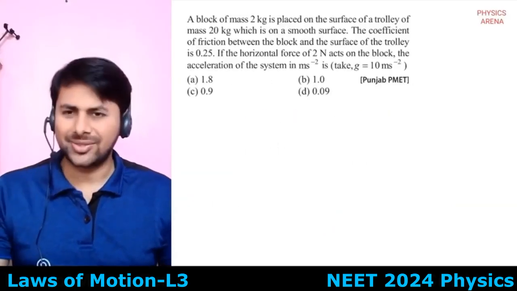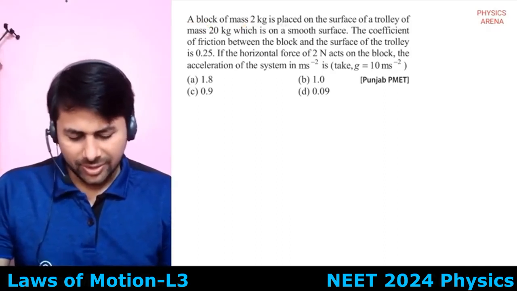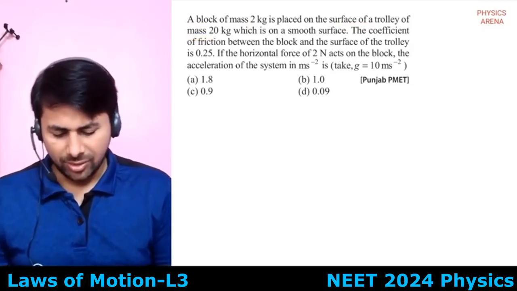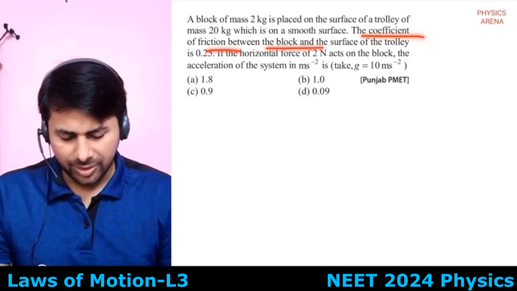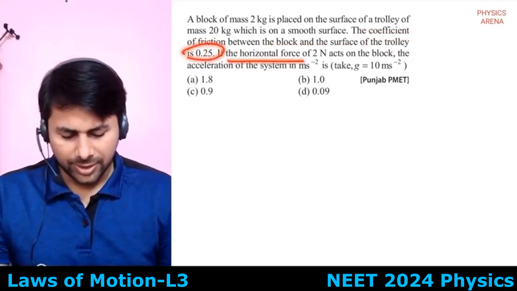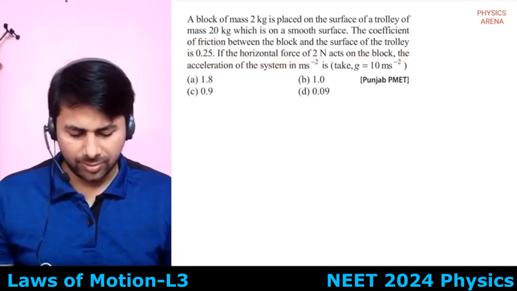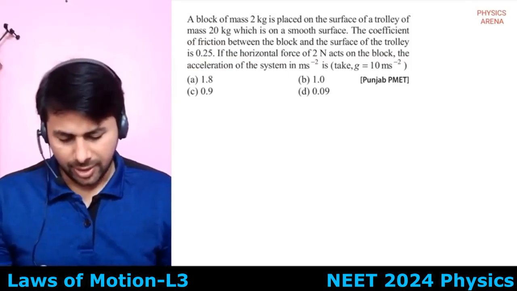All right. Let's see the next question. A block of mass 2 kg is placed on the surface of a trolley of mass 20 kg, which is on a smooth surface. The coefficient of friction between the block and the surface of the trolley is 0.25. A horizontal force of 2 Newton acts on the block. The acceleration of the system in meters per second squared is.